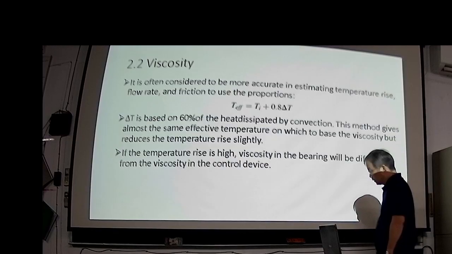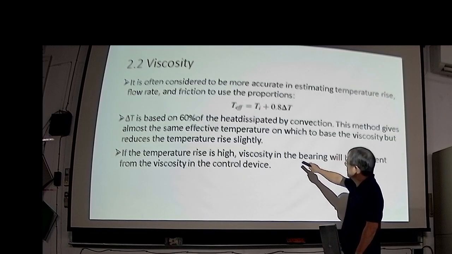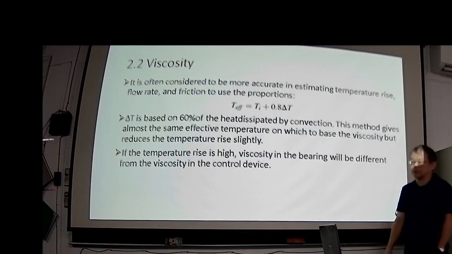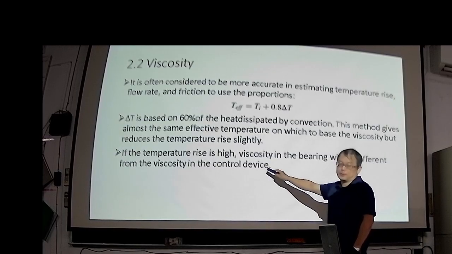So here we have a comment. If the temperature rise is high, the viscosity in the bearing will be different from the viscosity at the control device. The control device is the restrictor.